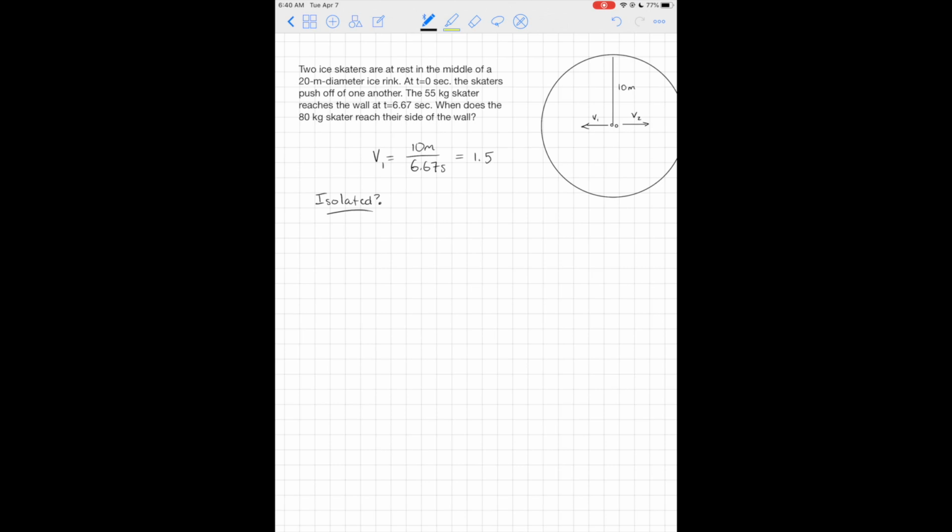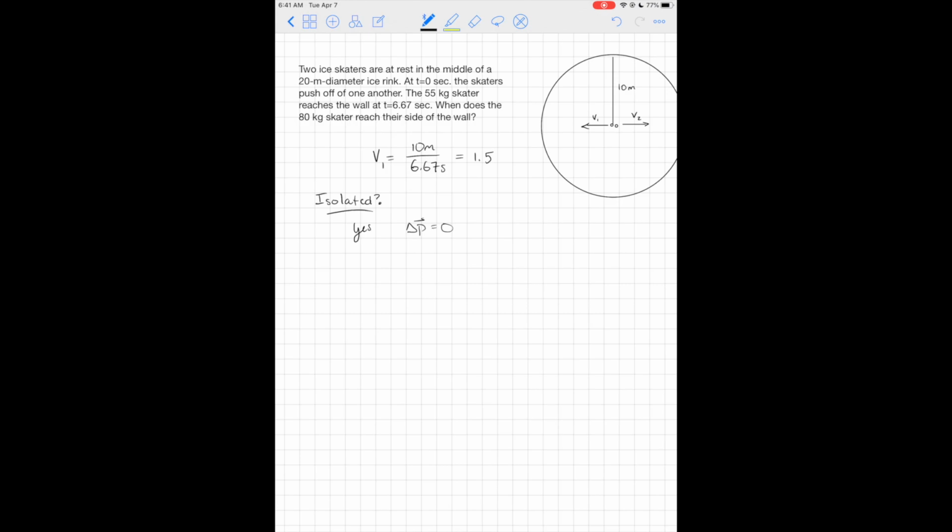I would say no. We're not really interacting with the ground very much. We've taken friction out of this system. So really the only collision is between these two people, and it's almost like an explosion. I start off with one unified system that breaks up into two parts. So I would say yes, it is isolated. So delta P has to be conserved. Delta P equals 0.